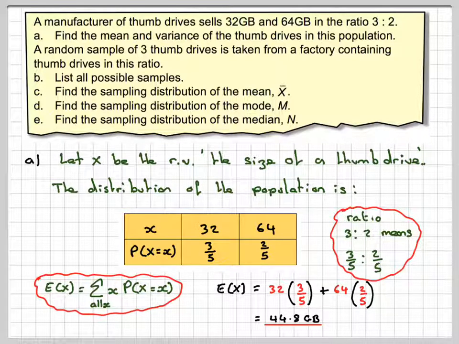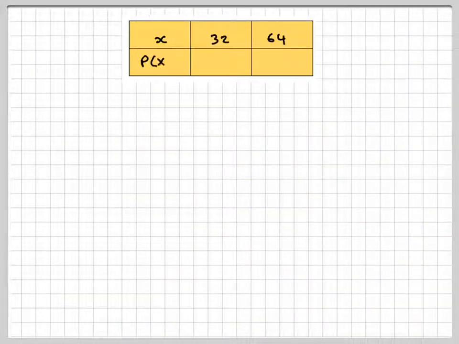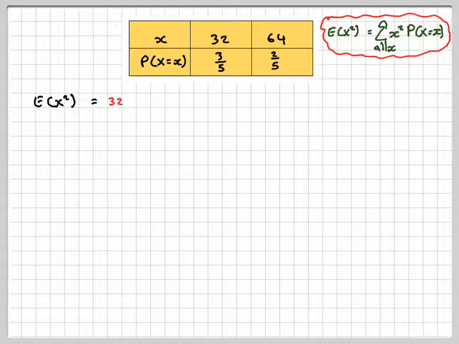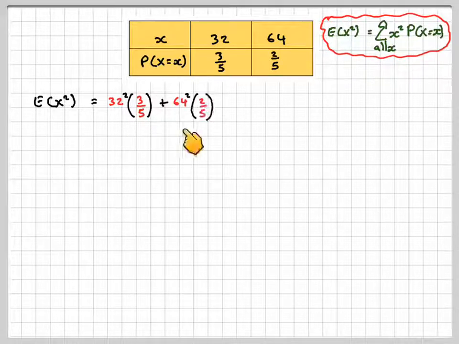To find the variance, we're going to need to do E of x squared, which is the sum over all x of x squared times the probability x is equal to x. So E of x squared is 32 squared times 3/5 plus 64 squared times 2/5, which gives me 2,252.8 gigabytes.